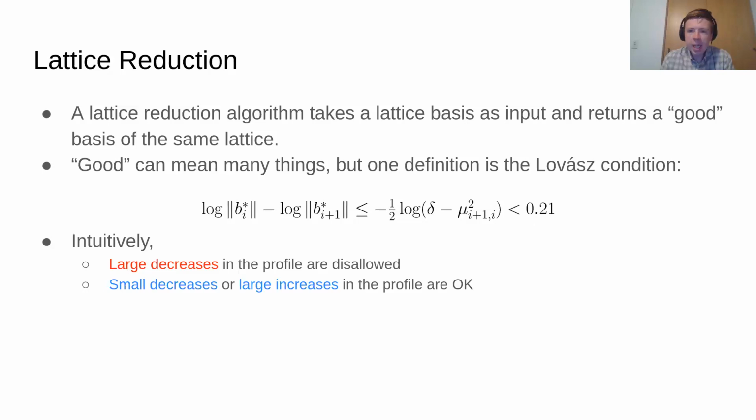So a lattice reduction algorithm takes this bad basis that does violate the Lovász condition and does have these large decreases in the profile, and it manipulates it to get a basis for the same lattice that has the same geometric properties but now has good qualities that allow us to solve the cryptanalytic problem. So that's what we want to accomplish with lattice reduction.